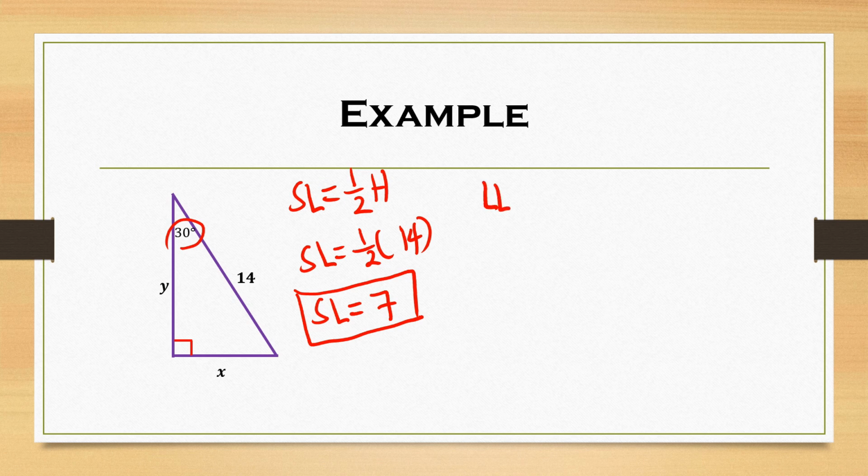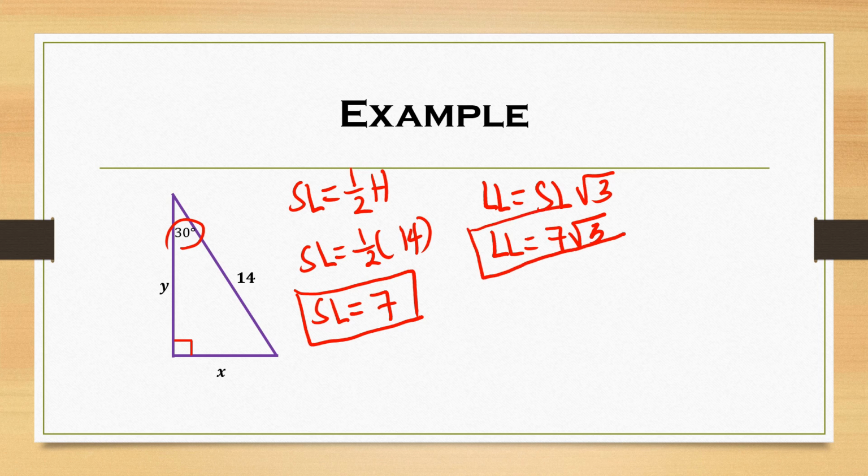So, longer leg is equal to shorter leg times square root of 3. So, substitute lang natin. So, longer leg is equal to ang ating shorter leg na 7. So, 7 square root of 3. So, ito na yung ating sagot. Okay? So, para ma-check natin kung ang ating longer leg nga ay 7 square root of 3, then, we can use the Pythagorean theorem. So, sabihin natin ulit na si longer leg ay si A.